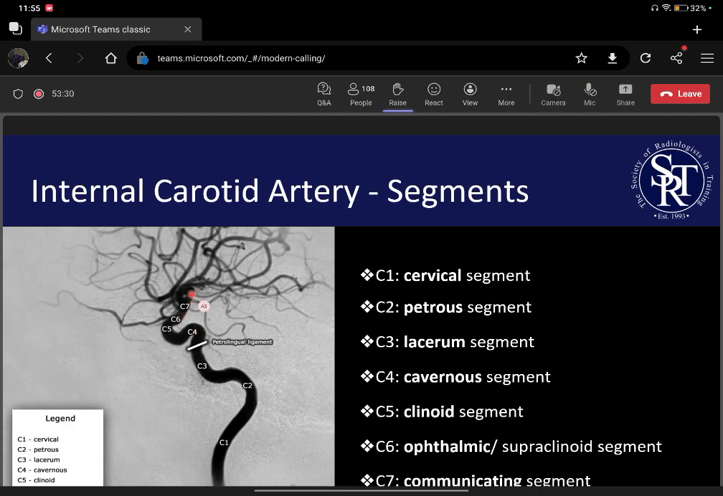And finally, C7 is our communicating segment, and that's where we get our posterior communicating artery branching off, our anterior choroidal artery, as well as it then divides into our anterior and middle cerebral arteries.